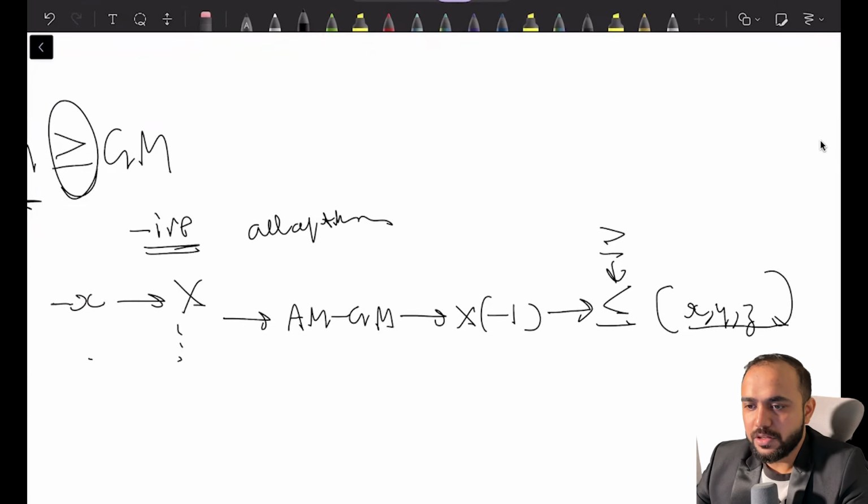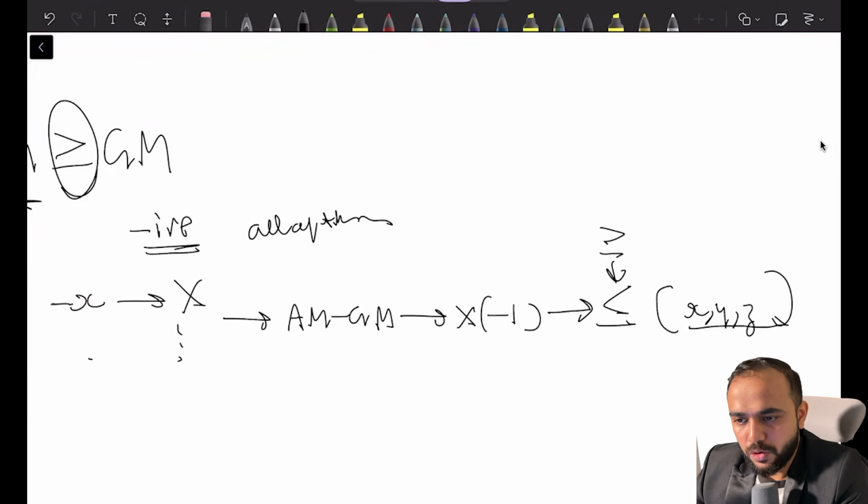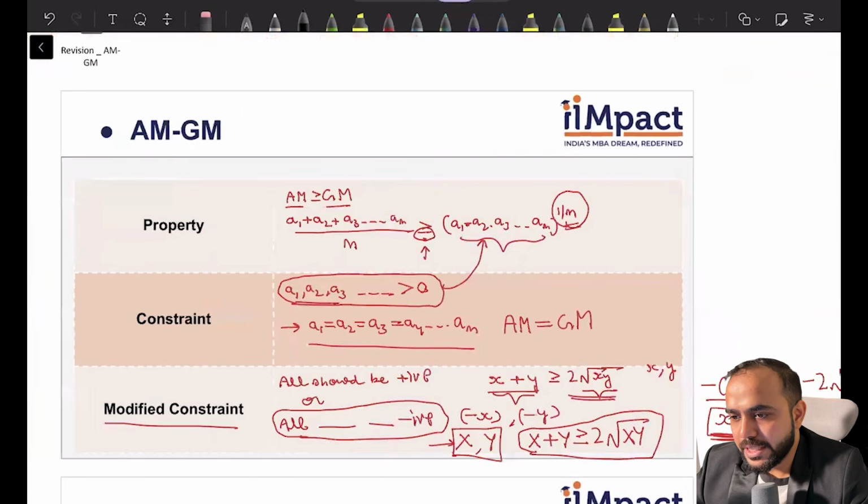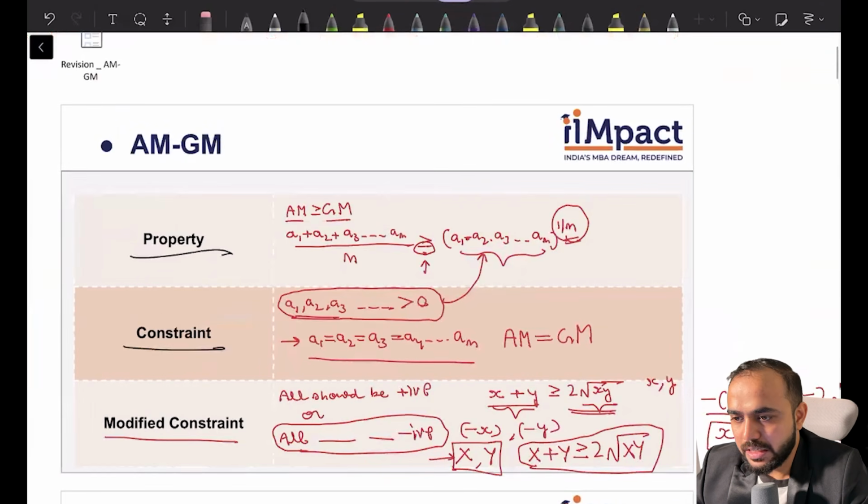General rule of thumb is that all of them have to be positive. So the property is clear, the constraint is clear, all of these need to be positive, with the subtext that all of those need to be of the same sign. If all of those are negative, I can convert all of them to positive, apply AM-GM, and then multiply with a -1 sign. However, I will be using this.